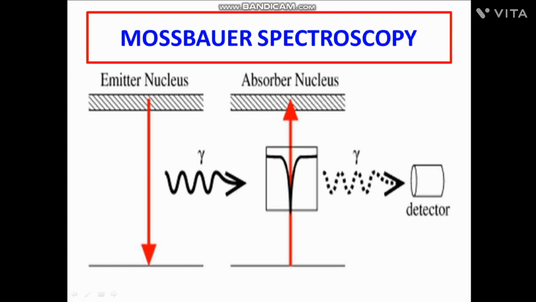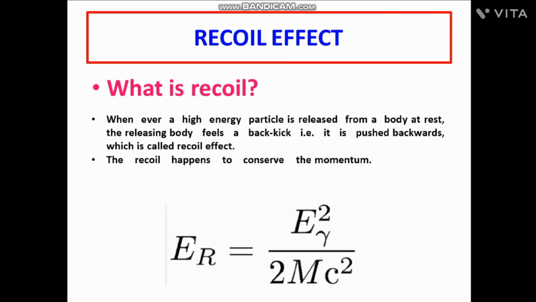So here are shown two pictures. One is for the emitter. The emitter is coming down from the excited state to the ground state by emitting gamma rays, and the gamma rays are absorbed by the absorber, and the absorber goes from the ground state to the excited state. The transmitted rays are detected by the detector, and the recorder records a peak as shown here, which is characteristic of the substance under study.